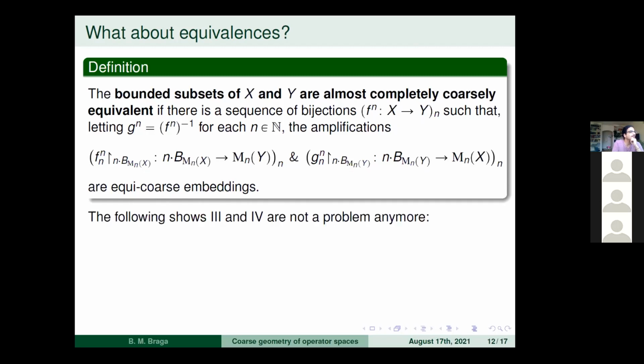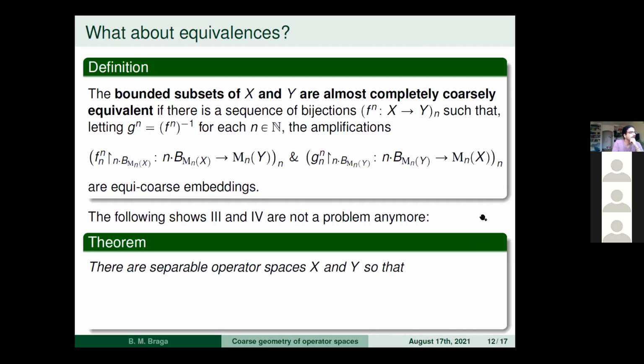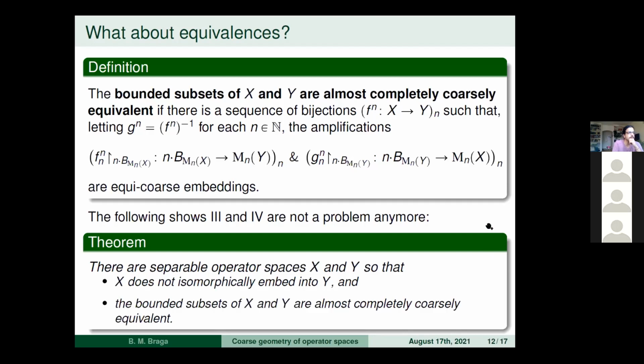So what can we do with this? This gives us a solution for 3 and 4 in the following way. I can find separable operator spaces X and Y, so that X as a Banach space does not embed into Y, but they actually do have the same bounded subsets, sorry, almost completely coarsely. I'm going to mention a little bit about how to obtain this result. That's actually a method of Calton. I'm not going to say anything about why the method works, but I'm at least going to show you what the method is.